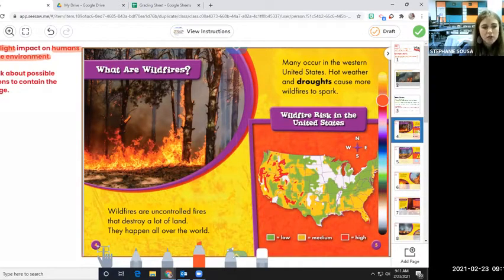Wildfires are uncontrolled fires that destroy a lot of land. Well, that right there is an environment issue. They destroy a lot of land. We know that our environment is our surrounding location. And if the land is destroyed, then the environment is destroyed.